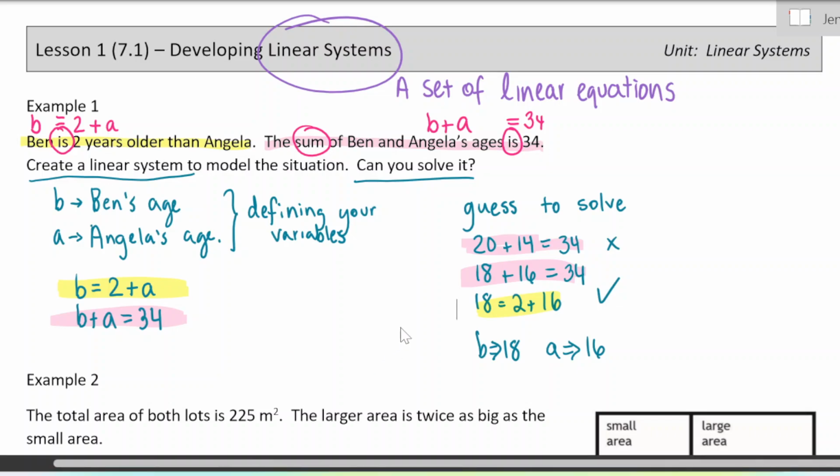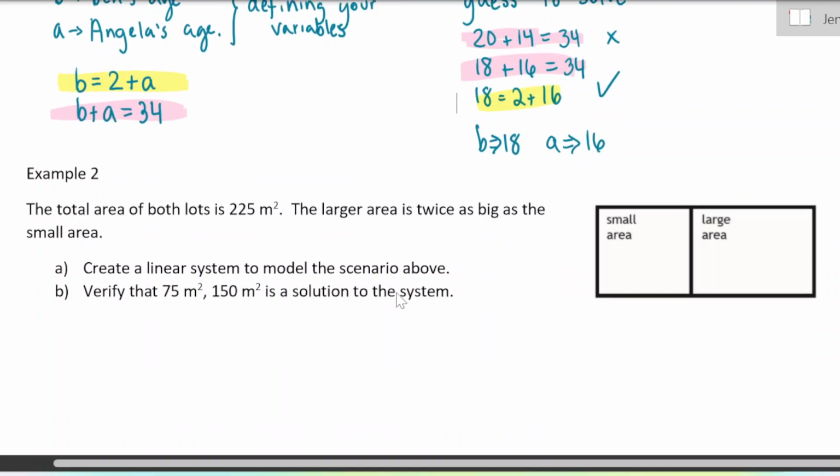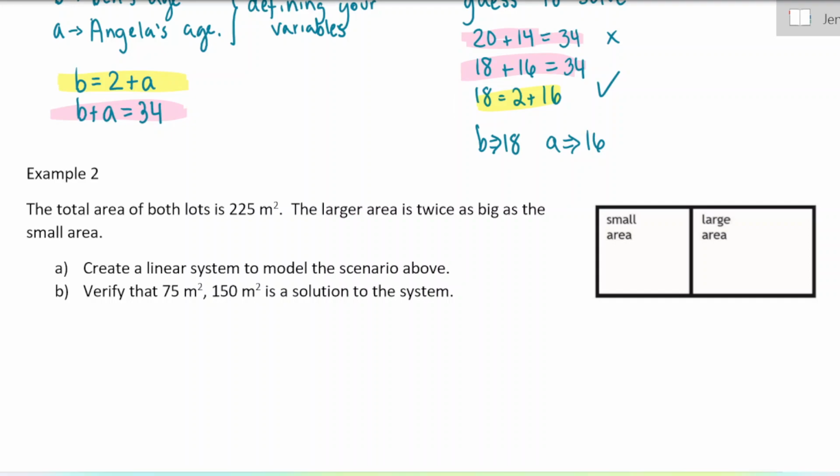Okay, let's try another example. This one has to do with areas. So just like before, we're going to have two clues. I'll label them with colors again. So our first clue is that the total area of both lots is 225. The second equation is the larger area is twice as big as the smaller area. Create a linear system to model.